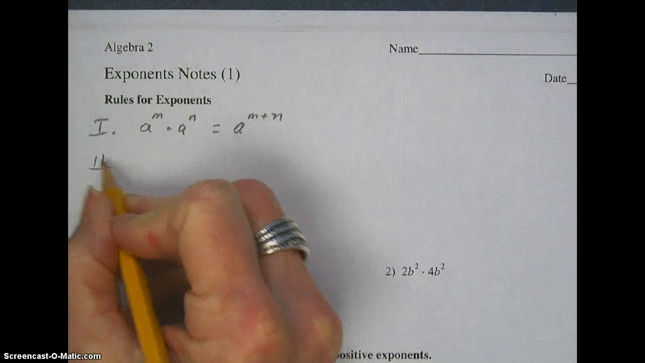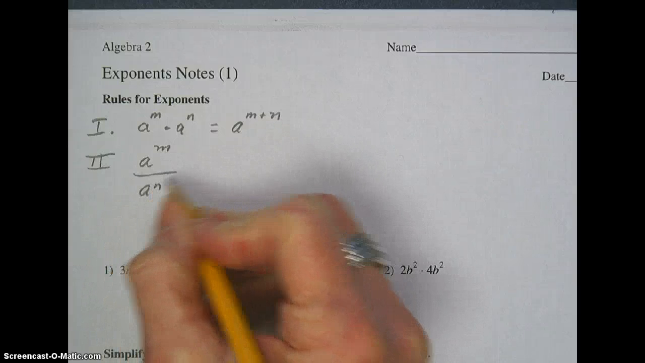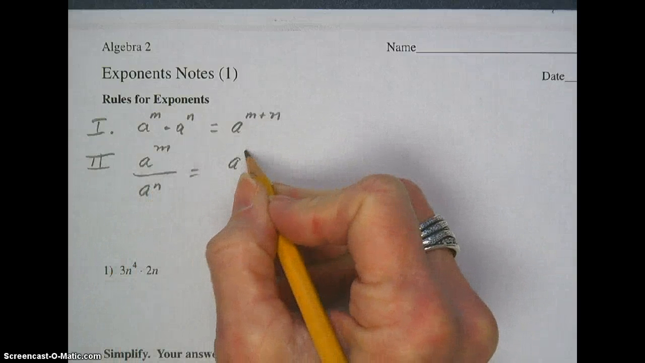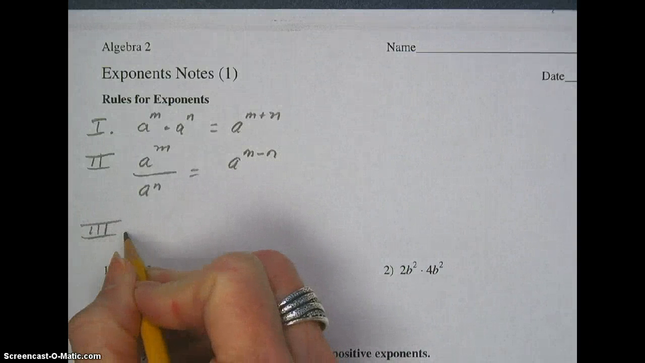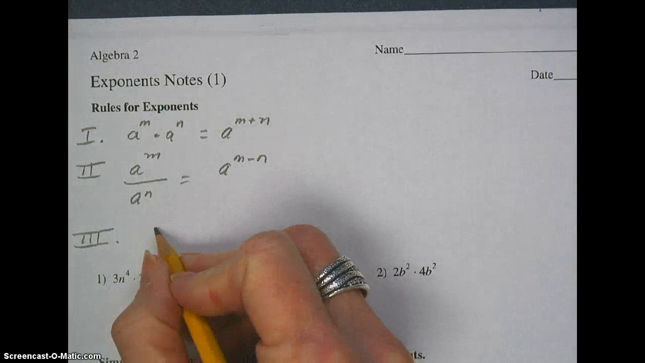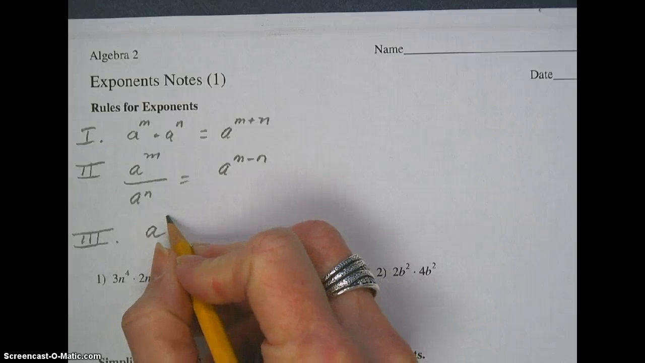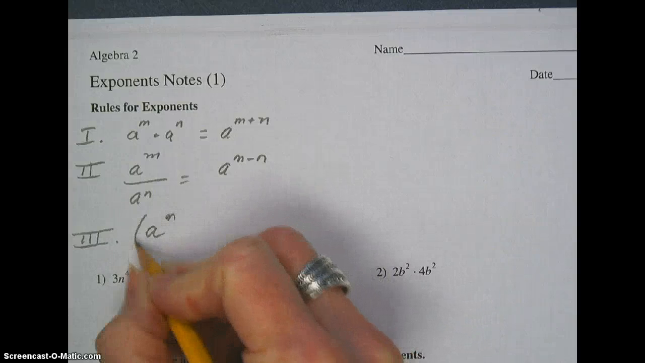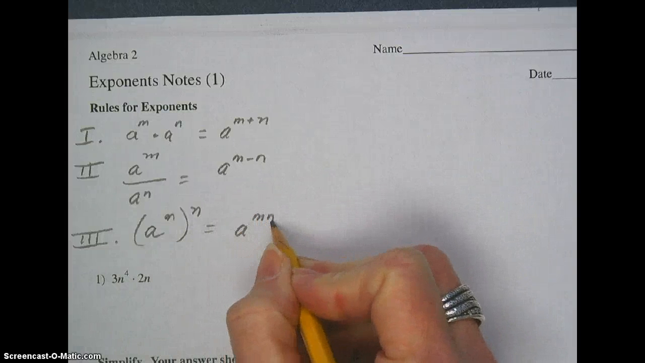Rule 2 is if we have same base and we're dividing, we subtract the exponents. Rule 3, if we have two things and one is raised to a power, then we multiply the powers.